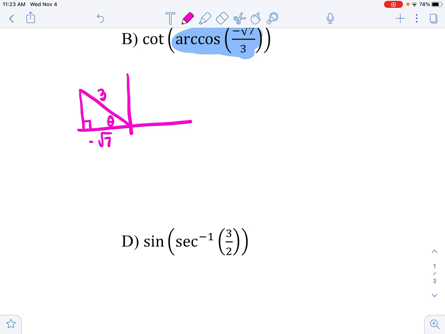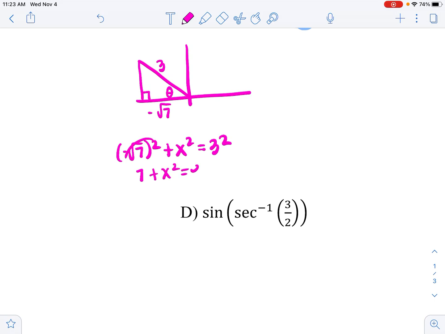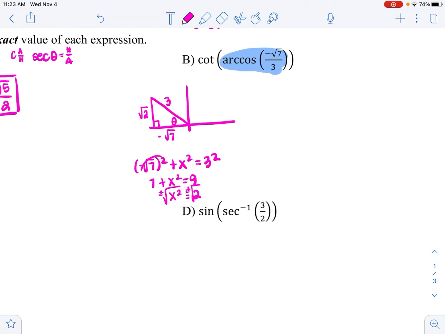All right, adjacent is negative root 7. Hypotenuse is 3. So I need to find my third side. Pythagorean Theorem: negative root 7 squared plus x squared equals 3 squared. That's 7, because remember those cancel each other out. Plus x squared equals 9. Subtract 7. X squared equals 2. And then square root, plus or minus. So it's either going to be positive root 2 or negative root 2. Since it's up, it's positive root 2.